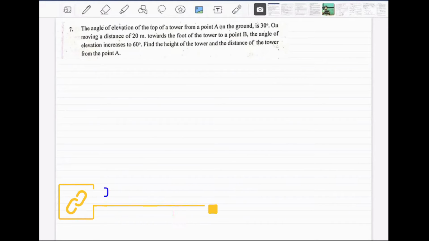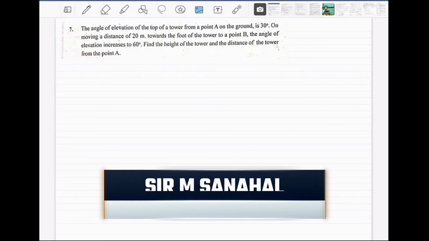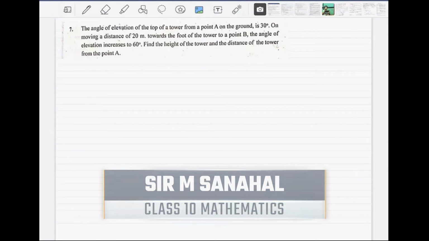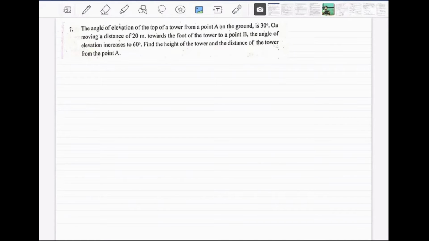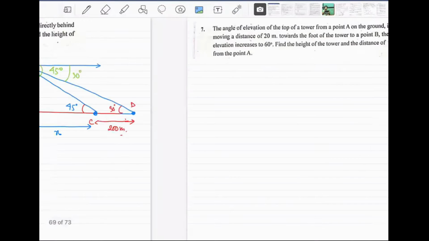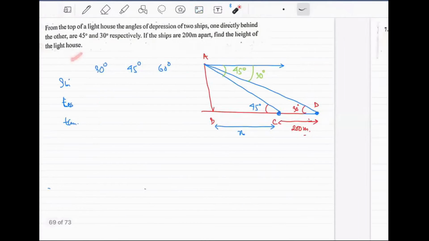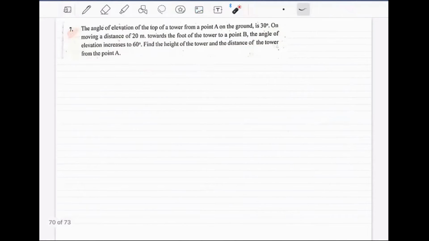Now, if you go to the end of the exercise, as we progress, the questions will get more and more tougher. What we are doing right now, these are easy questions. I've already done question number 6 yesterday. Now, let's move on to question number 7.